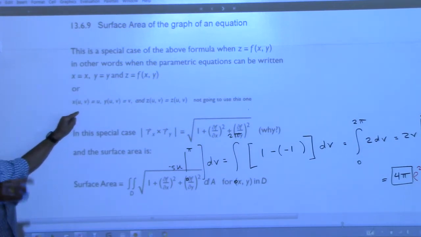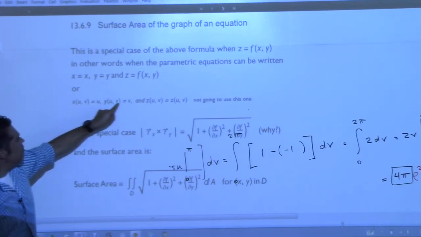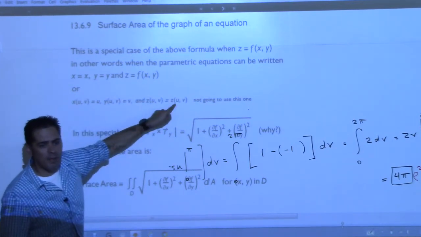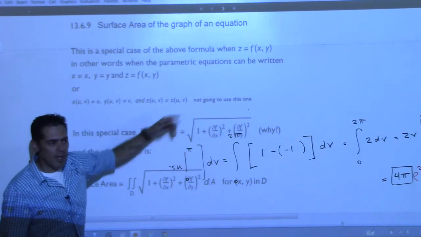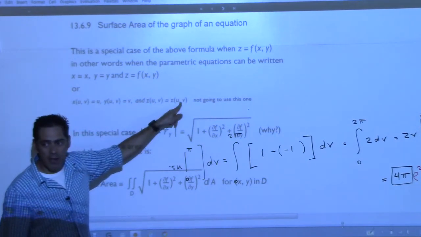You know how we've been using u and v? You just say, okay, let the first component function be u, the second one be v, and then let the last one be this function of u and v. So it's kind of like your inputs are x and y, and then your output is z, all right?